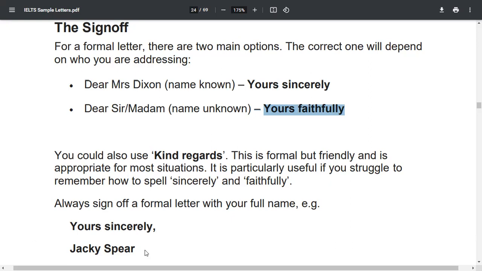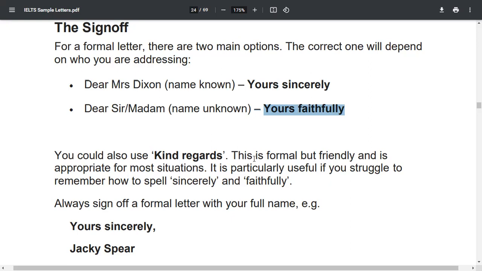Okay, so as I told you, try to remember the strategy here. If you are mentioning the name of the receiver, then you will have to end with yours sincerely. And if you start with Dear Sir or Madam, you will have to end with yours faithfully. And if you forget about yours sincerely or yours faithfully, you can just write kind regards, and that's it. I would actually prefer to use kind regards instead of best regards. Kind regards looks and sounds much better.